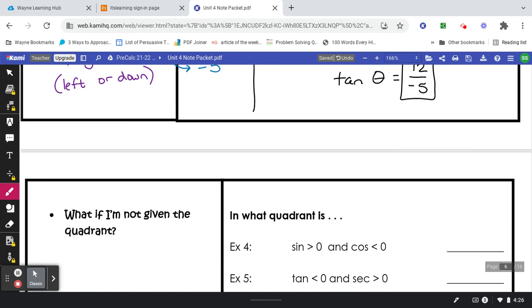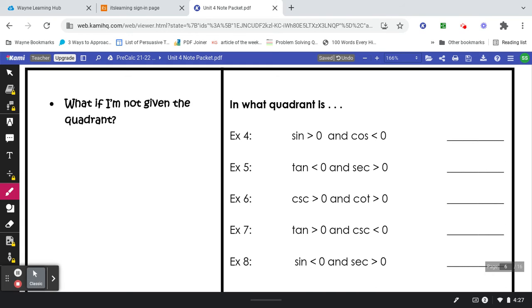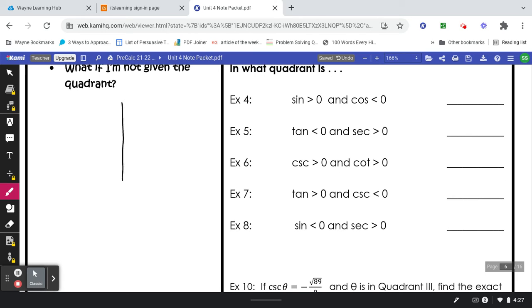All right, let's look at the next side. What if they don't give you the quadrant at all? What they're going to do is give you just a couple of clues about what's positive where. Now, based on the O, A, and H, as well as the quadrant being X's and Y's, we're going to kind of give us a little cheat sheet about what's positive and what's negative.